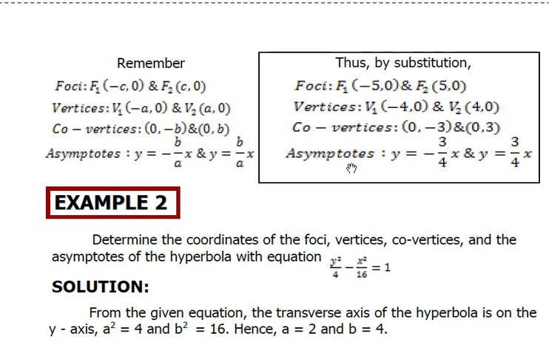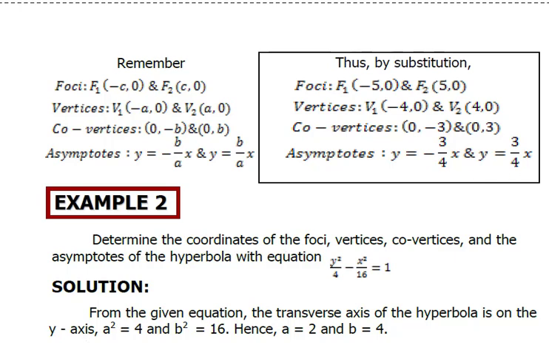And for the asymptotes, since the transverse axis is the x-axis, we have y equals negative b over a x and y equals b over a x. In this case, b is 3 and a is 4. So plugging in the values by substitution, we have these asymptotes.